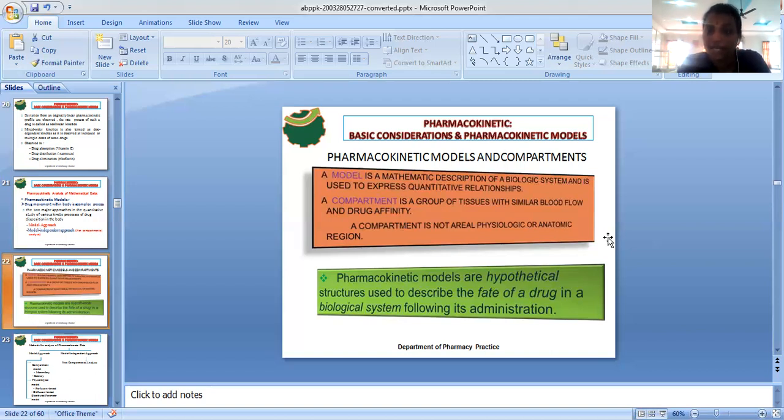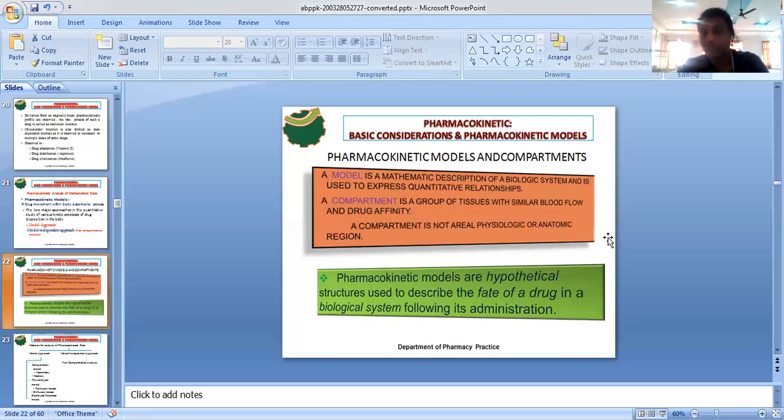That means highly perfused tissues, moderately perfused tissues, or poorly perfused tissues will be there. Highly perfused tissue, if you take the heart, brain, liver, and kidney, the blood flow will be very good, high blood flow will be there. That's why all these particular tissues come under one type of compartment.